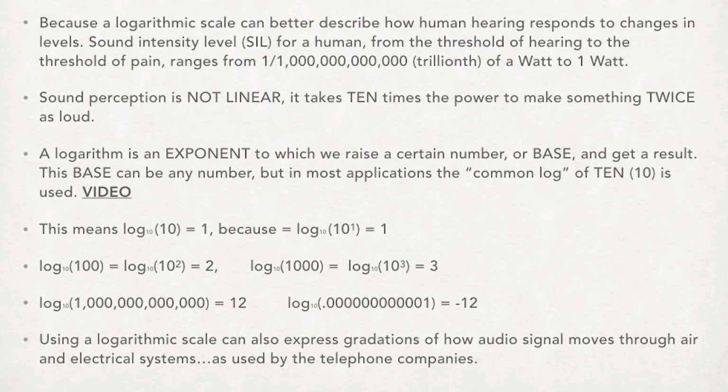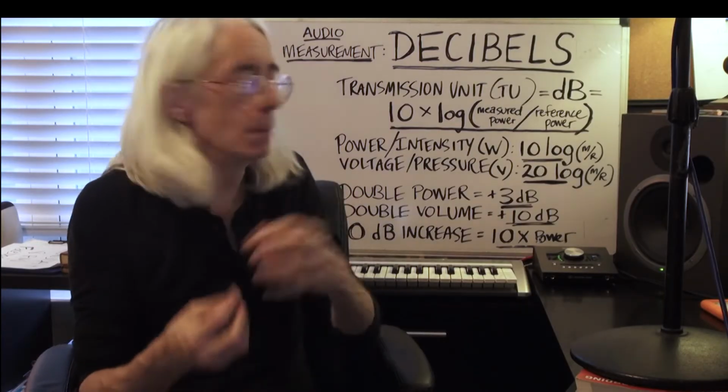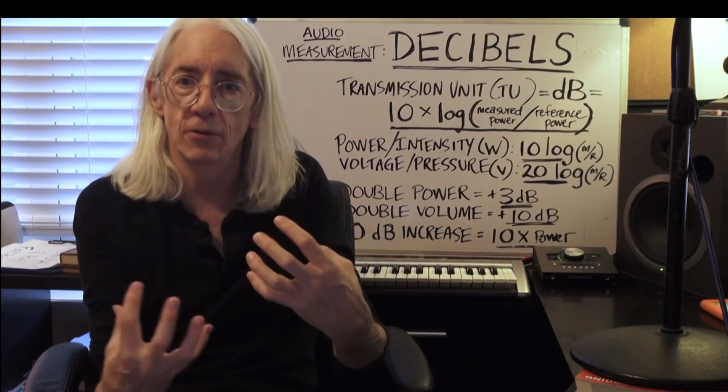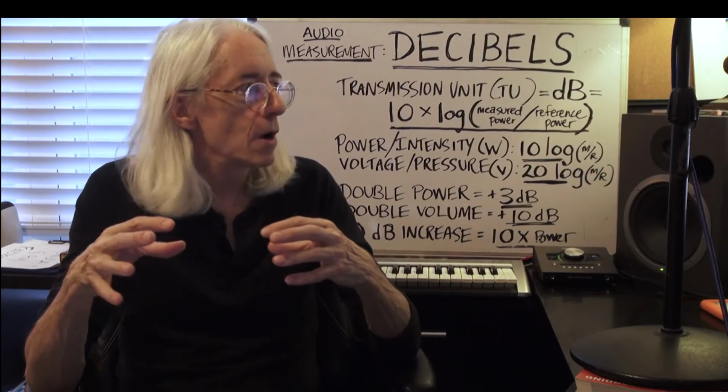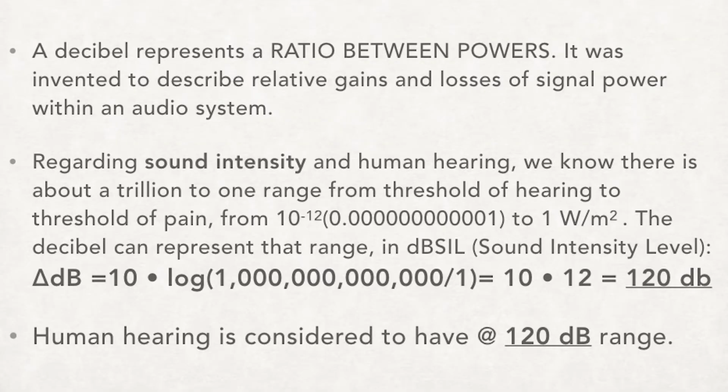A decibel doesn't exist in space. It presents itself as the ratio of a measured power to a reference power. So for instance, when we're talking about human hearing, we know there's a trillion to 1 range, from the threshold of hearing to the threshold of pain, from 10 to the negative 12th to 1 watt per meter squared. The decibel can represent that range. 10 times the logarithm of a trillion to 1 equals 120 dB.